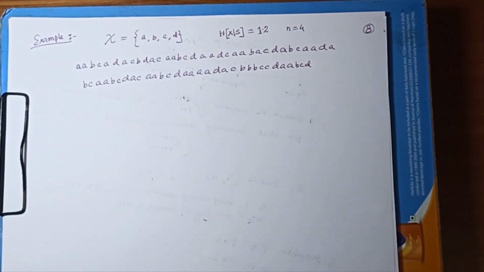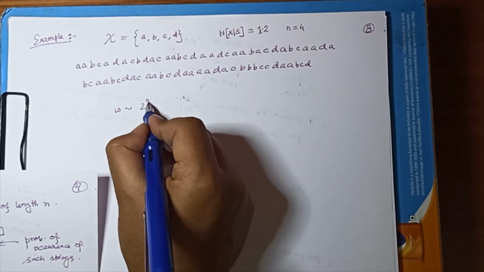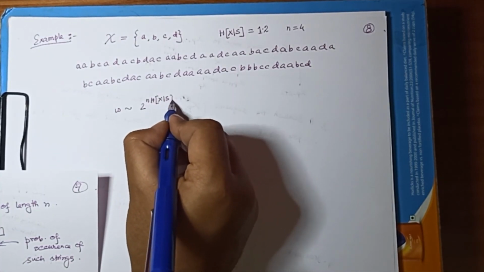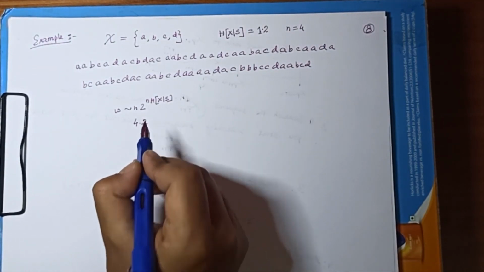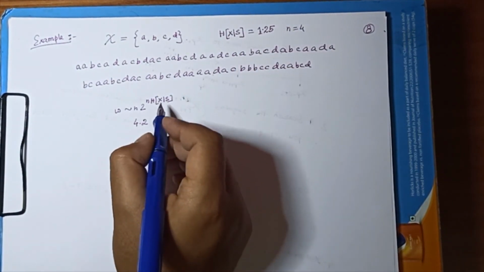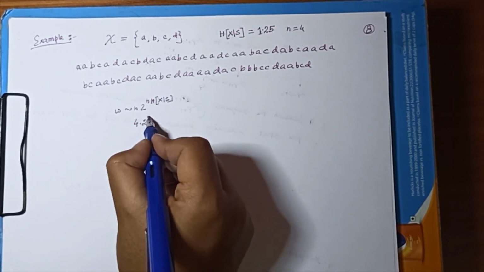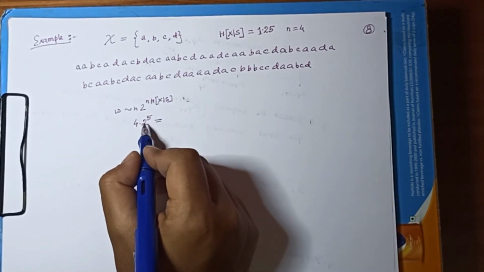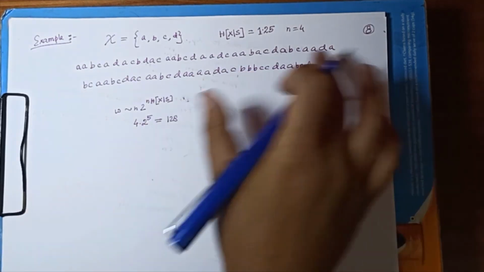So if so, then I have shown you that W, let us take W to be around 2 to the power n H(X). So if that is the number, it is basically 4 into 2 to the power 4 into 1.2, suppose 1.25, then it will be a complete number. So 4 into 1.25 is 5, so that is 2 to the power 5, 32, and 32 into 4 is 128. Okay, so W is 128. I have to take even longer.